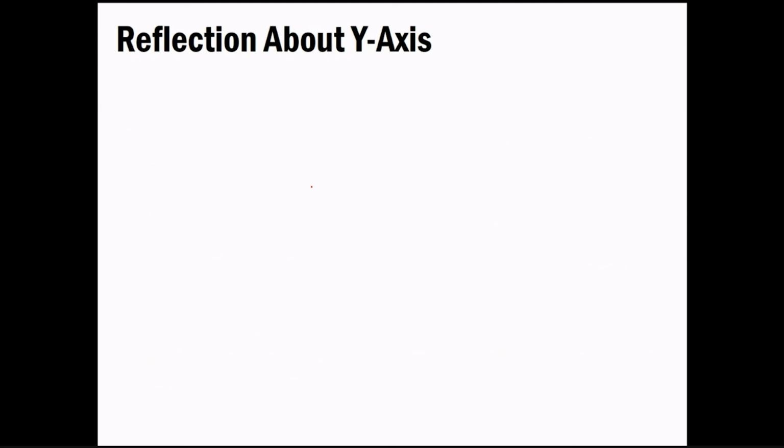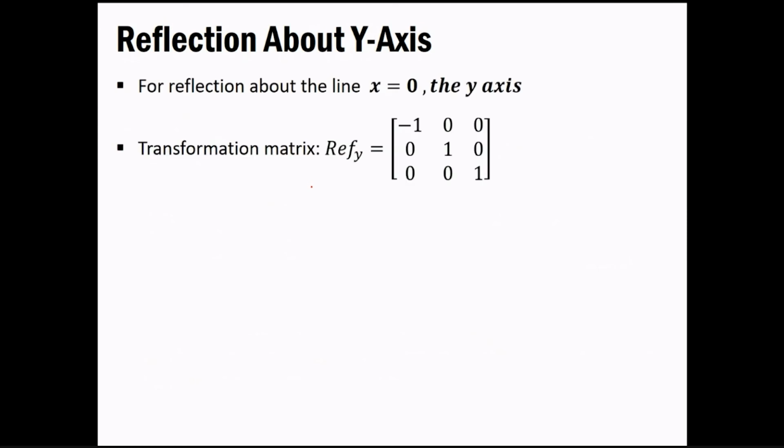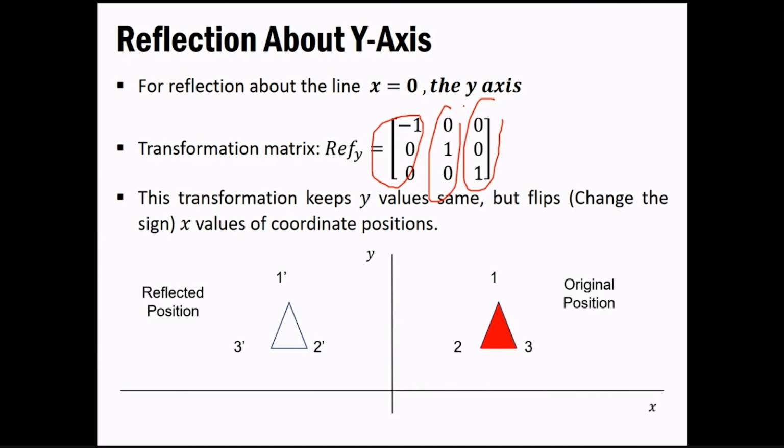Okay, if the reflection is about the y-axis, then x will be equal to 0. For the y-axis, the transformation matrix given to you is minus 1, 0, 0, 0, 1, 0, and 0, 0, 1. What it says is that this transformation keeps the y value the same, but flips the x values. Okay, this is how it will look.